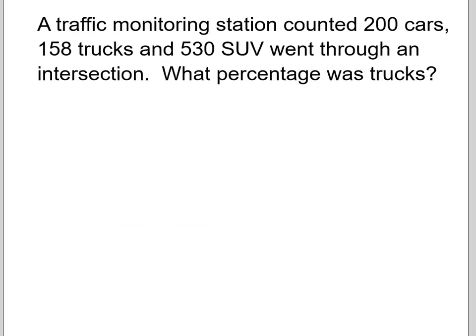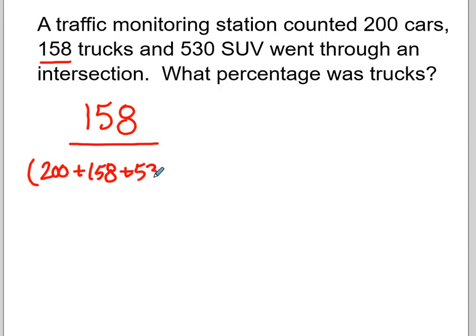A traffic monitoring station counted 200 cars, 158 trucks, and 530 SUVs went through an intersection. What percent was trucks? When we look at this, we have 158 trucks, so that has to be 158 out of something. Well, the something is the total number of vehicles that went through. So if we add up the 200, the 158, and the 530, we'll get a decimal, and then if we multiply that by 100, we will get our value.